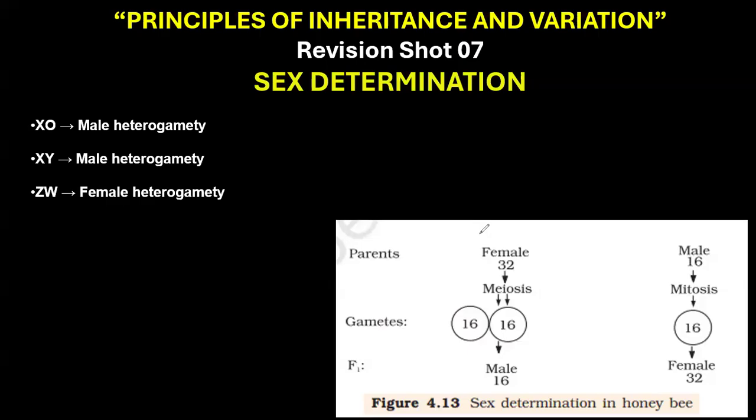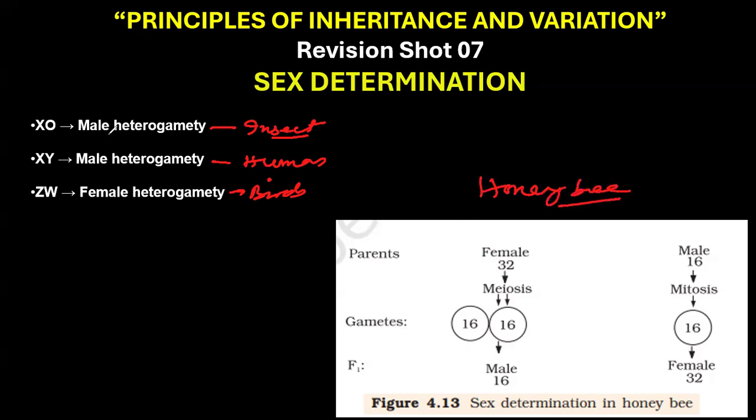Hello, dear students. Today we'll be talking about sex determination, whatever is given in your textbook, in case of the insects like grasshopper, and then in case of humans, and then in case of birds, and then we have this honeybee. Honeybee is very important. So in case of the insects like grasshopper, you have male heterogamety.